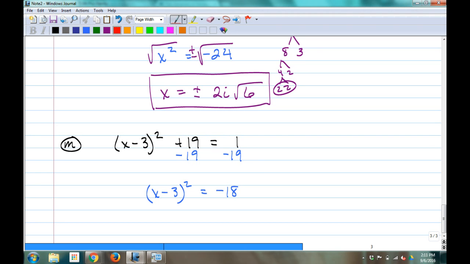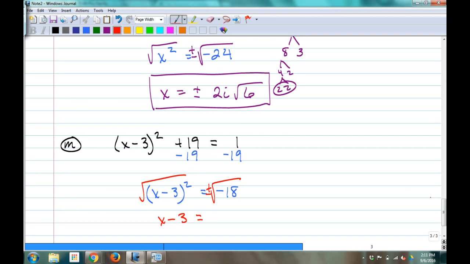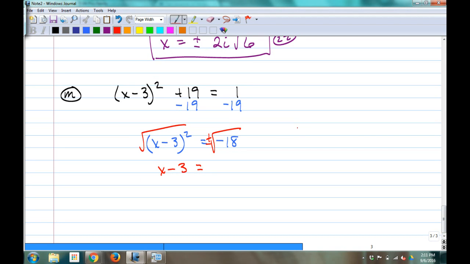So now I can take the square root of both sides. Plus or minus in front of the number. So that's going to be x minus 3. And then we need to simplify that radical 18. Or excuse me, radical negative 18. 9 and 2, pair of 3's.